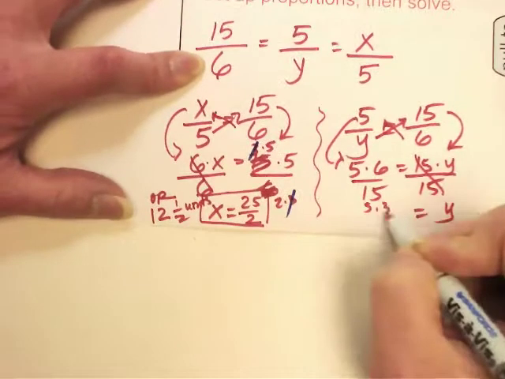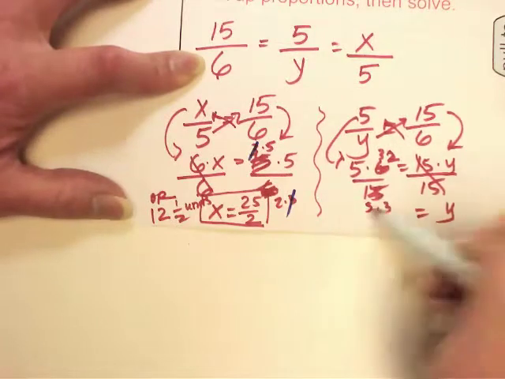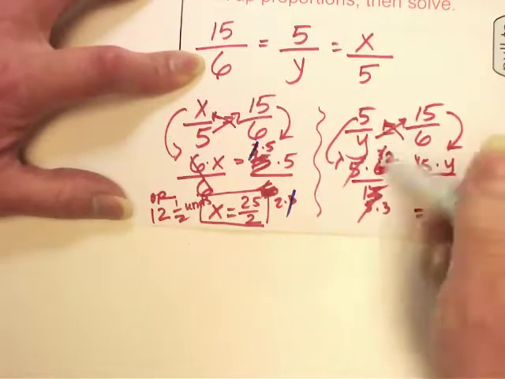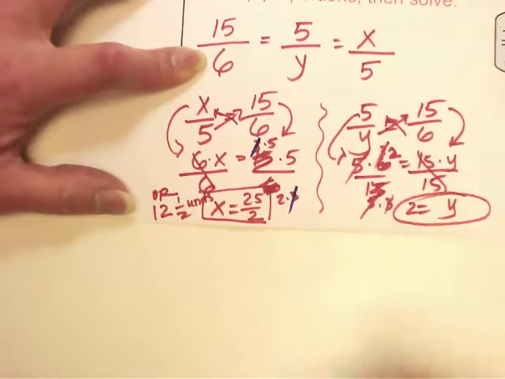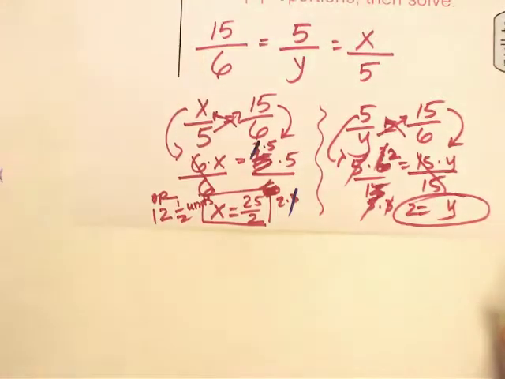15 is 5 times 3, 3 times 5, 3 times 2. So I'm going to go ahead and cancel. I've got my 5 and my 5 I can cancel, 3 and 3, so I'm left with 2. So y must be 2 units, right? So now it's your turn to try a problem.